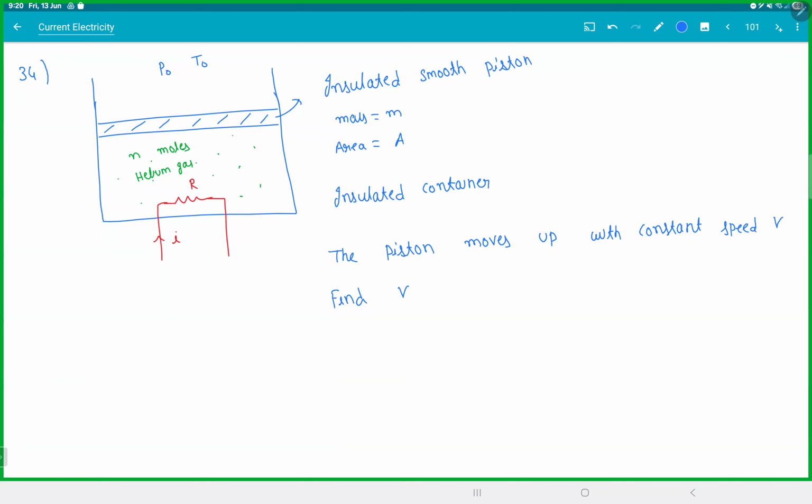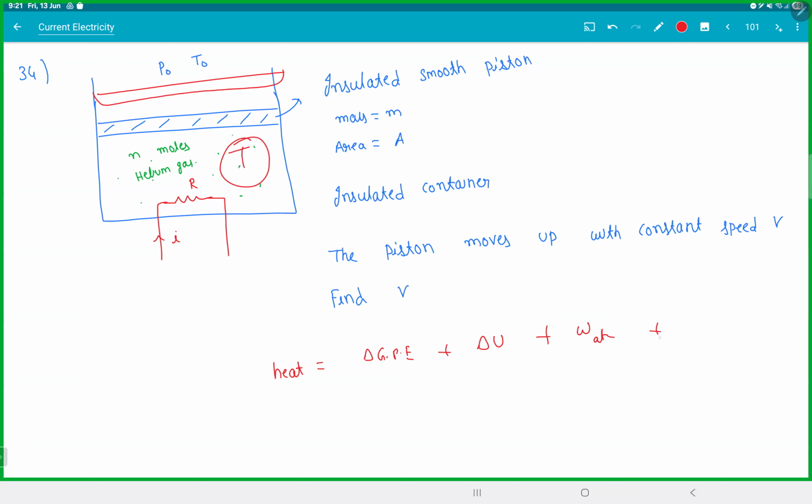Let me help you with one thing. Ask yourself this question: whatever heat I'm supplying, where is this energy going? You should always start from there. I'm giving you energy, great, but what are you doing with it? Now see, when this piston goes up, you're increasing the height, so there is a change in gravitational potential energy. Agreed? Plus the temperature of the gas is increasing, so there's a change in internal energy. Plus you're compressing the atmosphere, so there's work done on the atmosphere. Plus change in kinetic energy of the piston. Luckily, the piston is going with constant speed, so the change in kinetic energy will be 0.